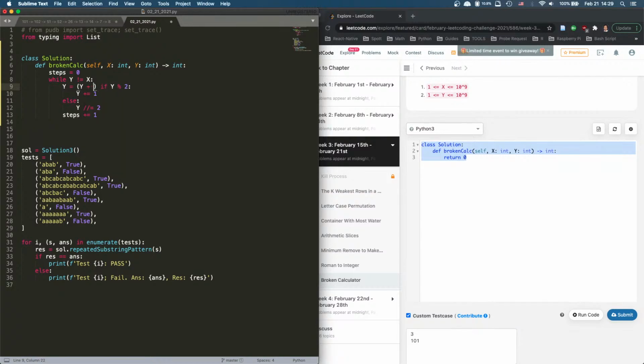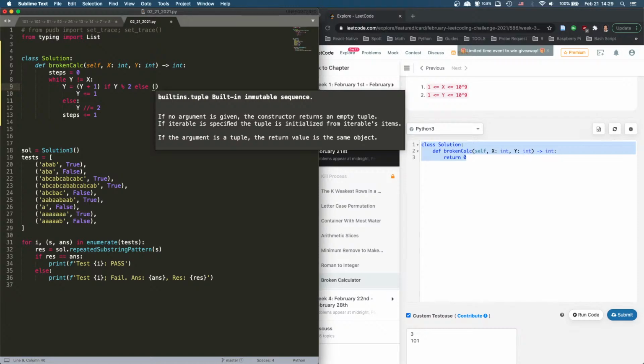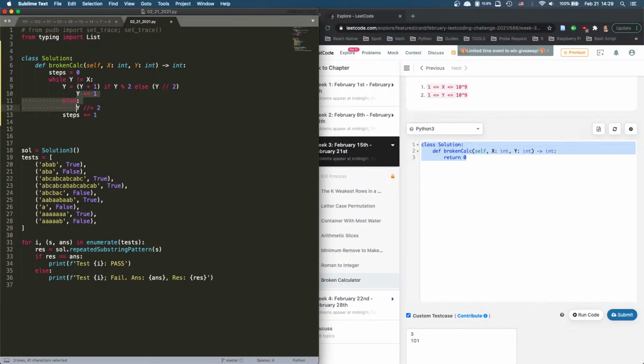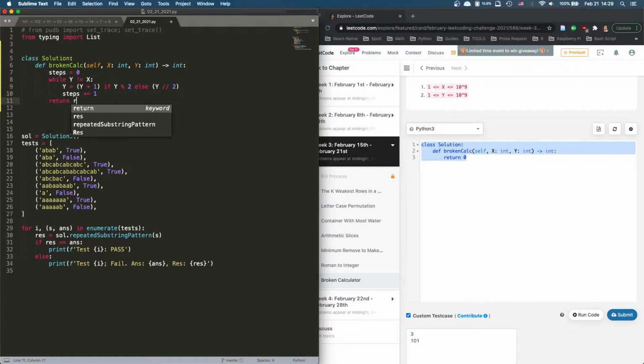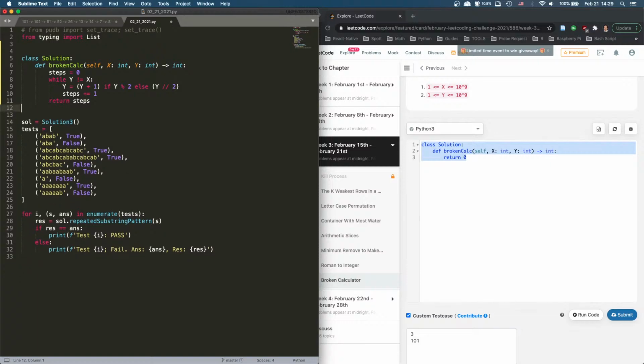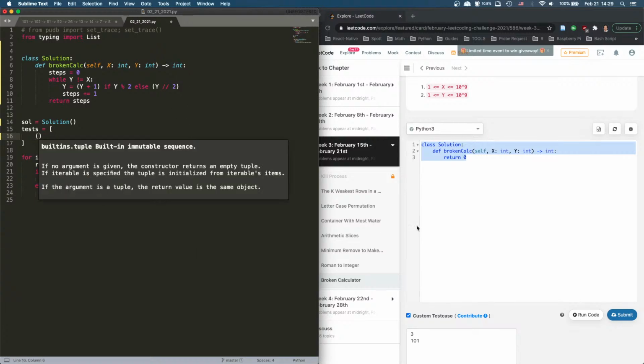So y plus 1 if, and else, just put proper parentheses, and I'm going to return steps once I reach it, and that's the end. Might be steps minus 1, I'm not sure, but we can fix that at the end. So let's put in our test cases.